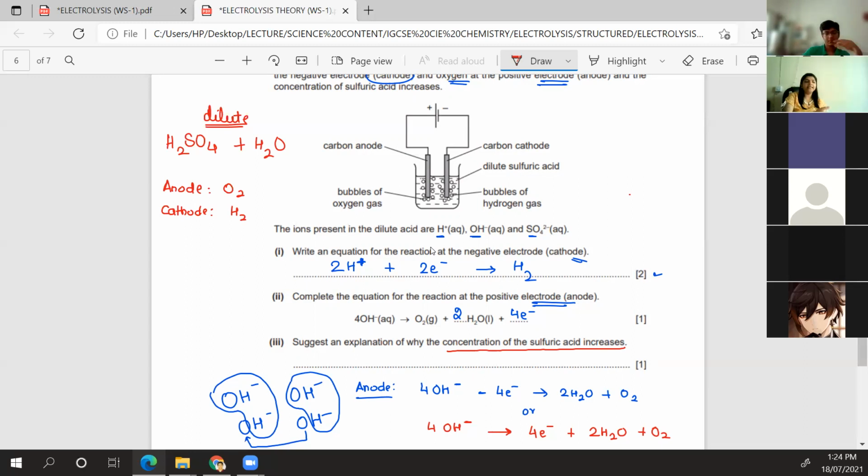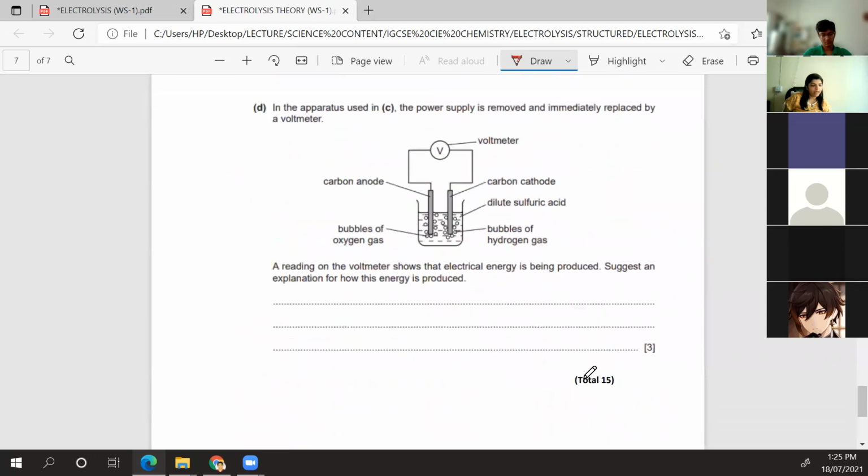Good. So over here we can see that at the anode oxygen is liberated and at the cathode H2, which means water is getting used up. So if water is getting used up, definitely the concentration of H2SO4 will increase. So the explanation for why the concentration of sulfuric acid increases is because water is used up. It's a 1 mark question. So we will write that water is being used up, so eventually my sulfuric acid becomes more and more concentrated. That's absolutely correct. And moving on to the last question.